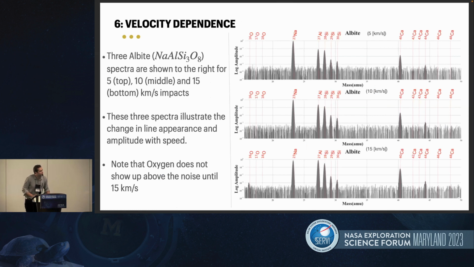This is the result of that. So I'm showing 3 albite spectra here at 5, 10, and 15 kilometers per second, decreasing as you go down. I think it's worth noting that the oxygen line doesn't peak out above the noise until about 15 kilometers per second, and you can see how the spectra changes with velocity.